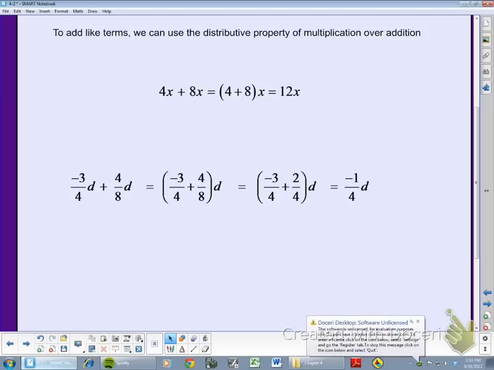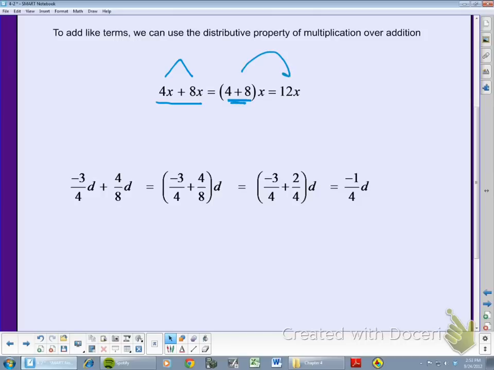Now to add like terms, let's say that we have 4x and 8x, and we want to add them. Then what we do is we use what's called the distributive property. The distributive property says that when you have the same term, you can pull the coefficients out to be 4 and 8. 4 plus 8 is 12. So if we have 4x and 8x, we have 12x.